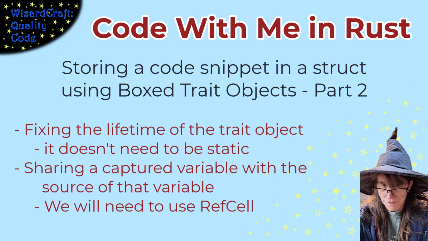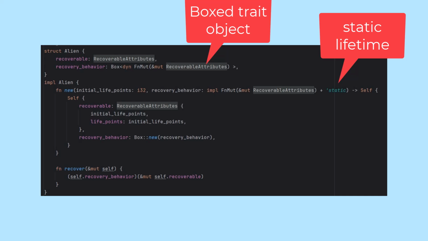Thanks for coming back. I think this is the last video in my Rust series where I'm trying to give aliens recovery behaviors using something like the strategy pattern. The goal was to learn how to put behaviors, code snippets, into structs. When I last left you, I had successfully put code into a struct using a boxed trait object.